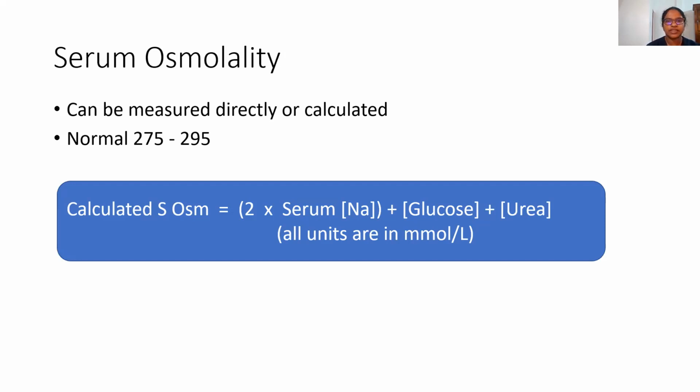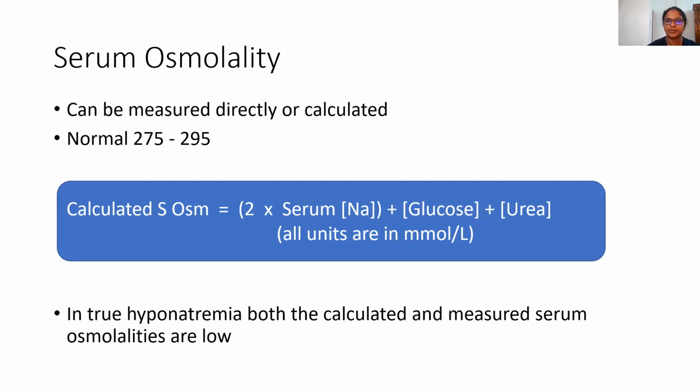How do you calculate it? You multiply sodium by 2 and then add glucose and urea, and all the units should be in millimoles per liter. Then you can calculate your serum osmolality. In true hyponatremia, both calculated and measured serum osmolality should be low.